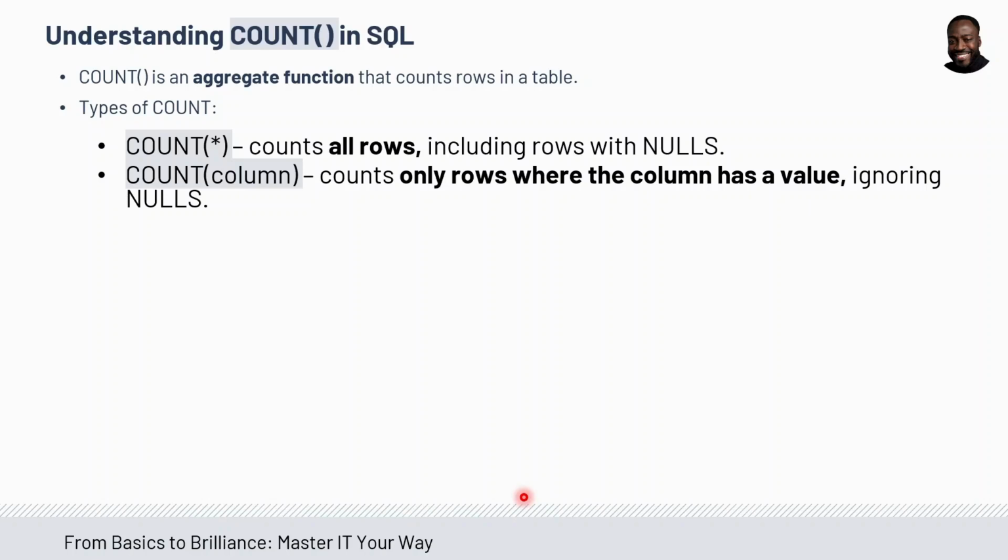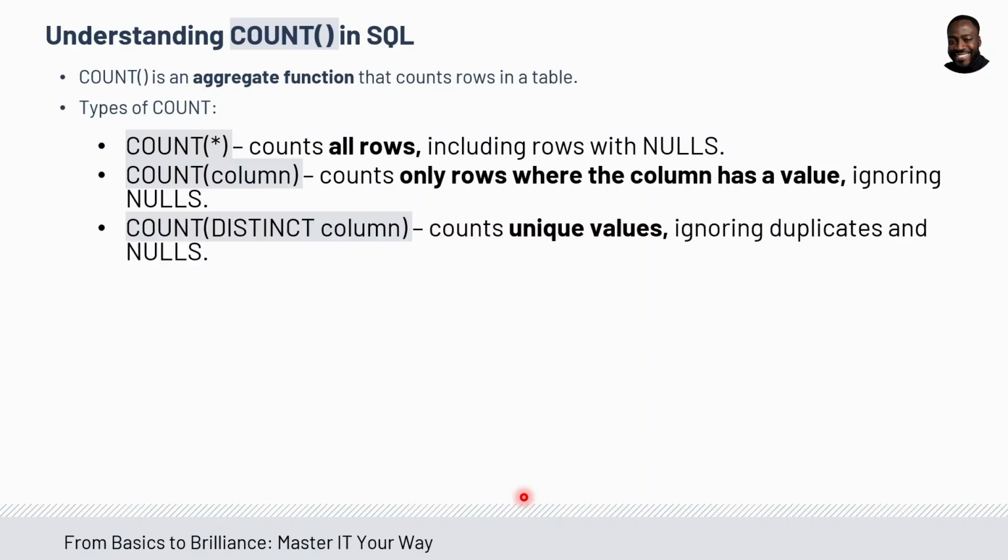Then we have count of a specific field or column, where it counts only rows where the column has a value, ignoring empty cells, if we can put it in that context in Excel. Then count distinct column, which is the field, counts unique values, ignoring duplicates and nulls.